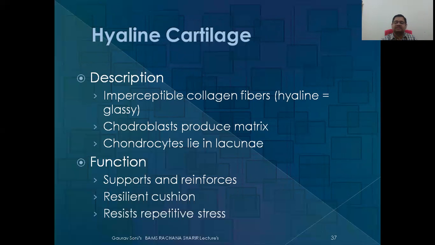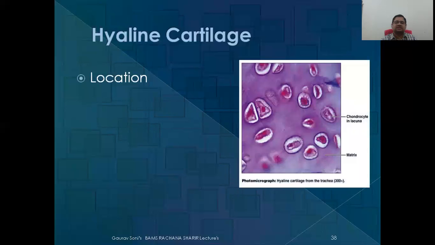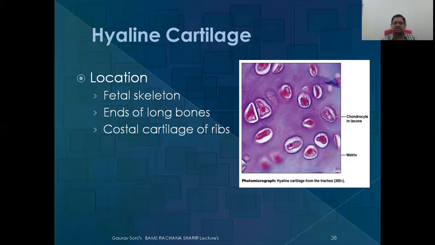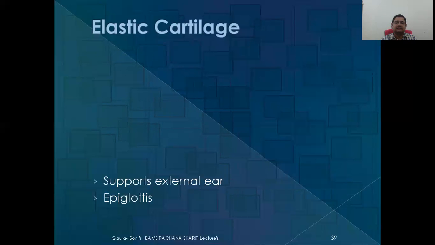Resilient cushion resists the repetitive stress. So basically, where you are going to find it is in the fetal skeleton, ends of the long bones, costal cartilage of the rib, cartilages of the nose, trachea, and larynx. Next one is elastic cartilage.